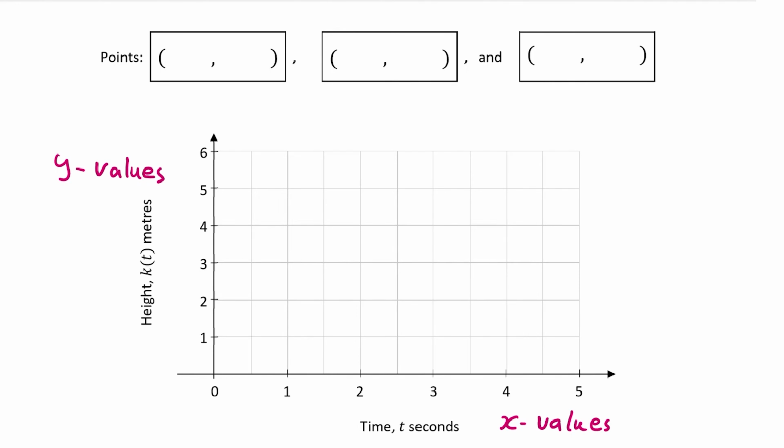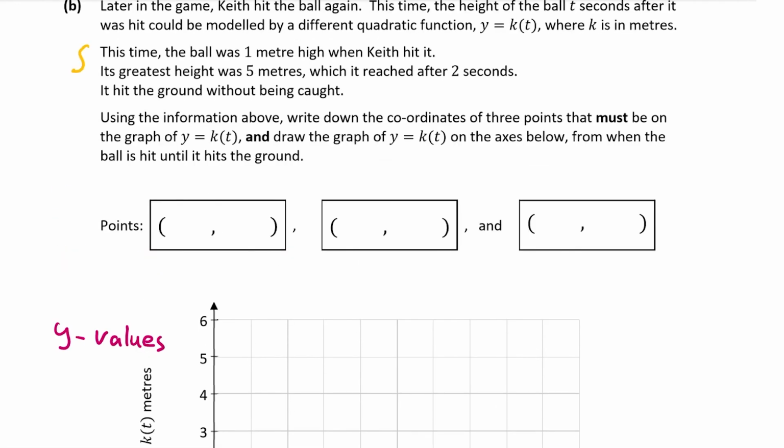So now let's read these three sentences again. These ones here are the important ones. The first one: the ball was 1 meter high when Keith hit it. And remember, the x values are the time after the ball had been hit. So when Keith hits it, 0 seconds have passed after it's been hit because it hasn't actually traveled yet. So when the ball is hit first, t is equal to 0, because it's just literally been hit right then. So that means when the ball is hit, t is equal to 0.